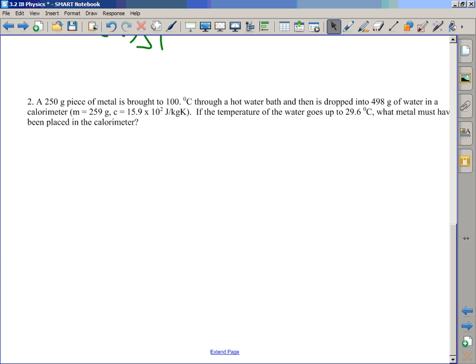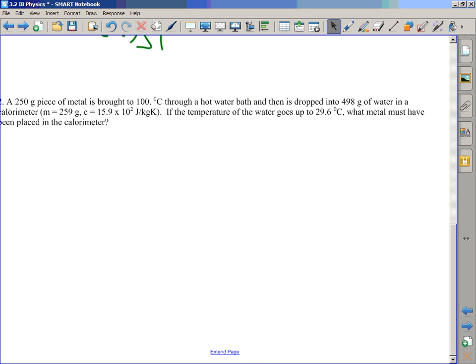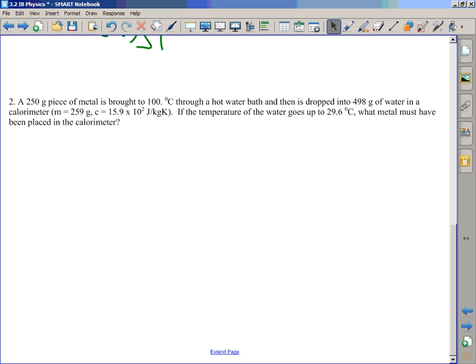What is the metal that must have been placed in the calorimeter? The way you can figure that out is by figuring out the specific heat of the metal. If you figure out the specific heat of the metal, you can go to a table and actually see what the metal is. So I'm going to set it up and I'll let you go.